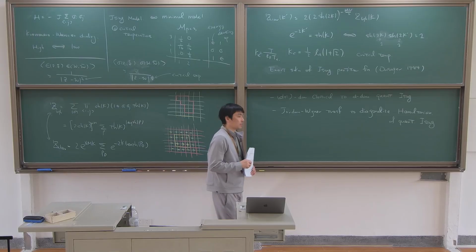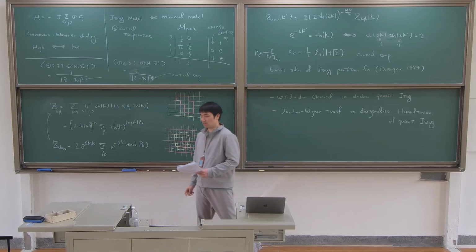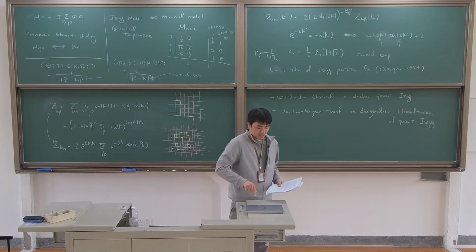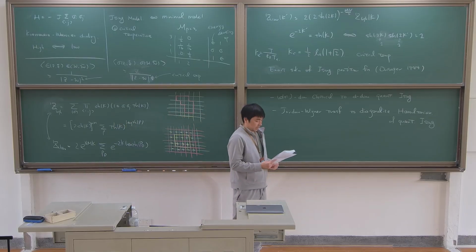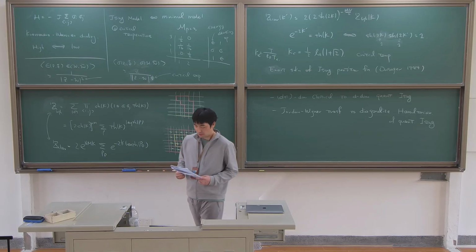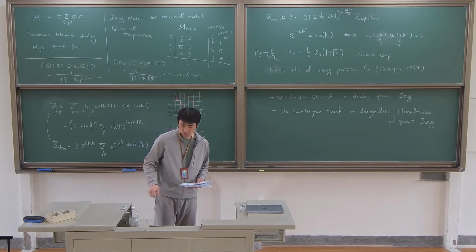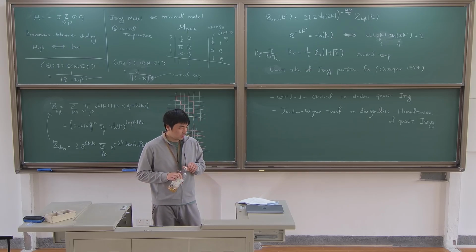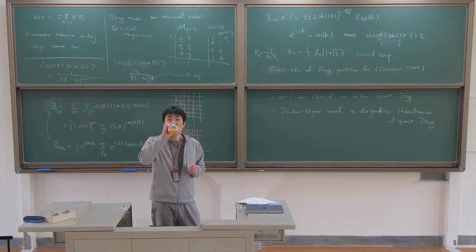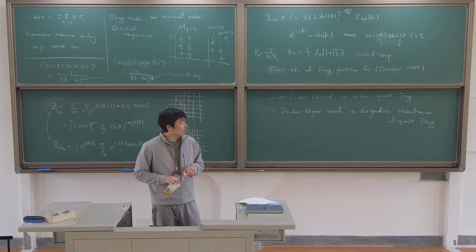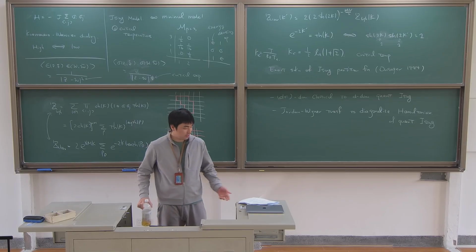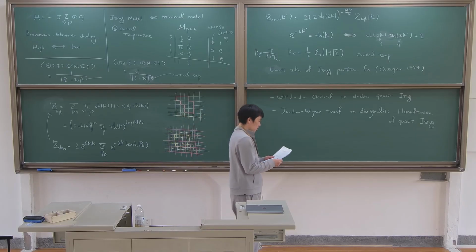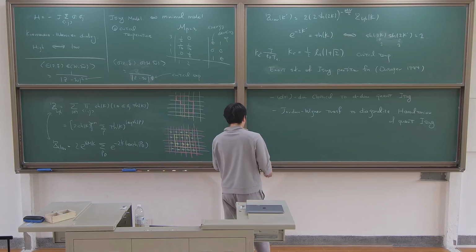Onsager's exact solution. So Onsager's exact solution is a milestone in theoretical physics. It's a remarkable result, and from it lots of important results have been derived. So it's very important to learn this. And then the Jordan-Wigner transformation also plays a very important role in quantum physics. So it's important too. So let's start.